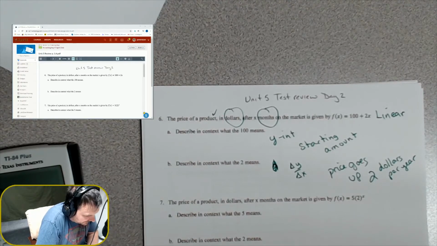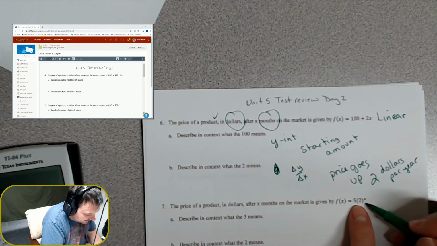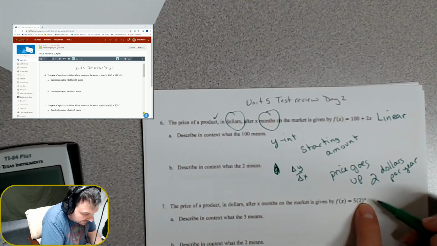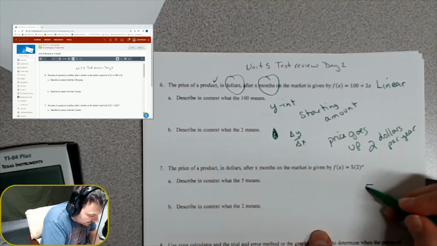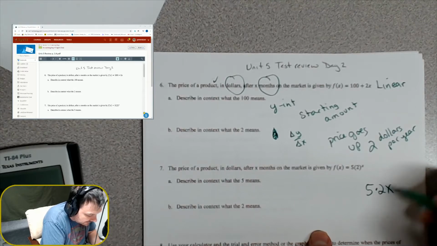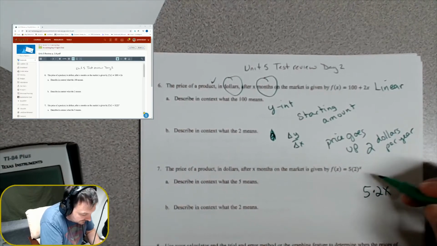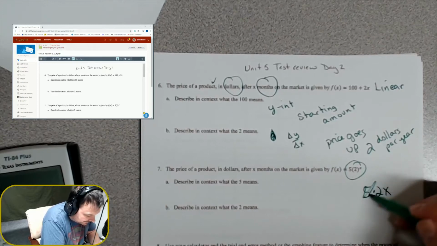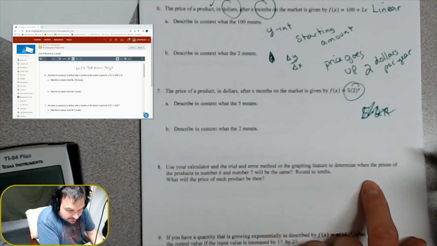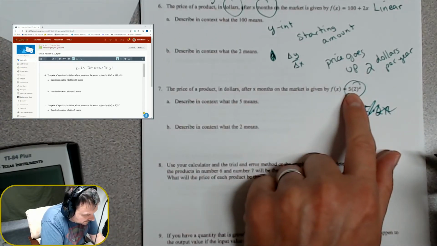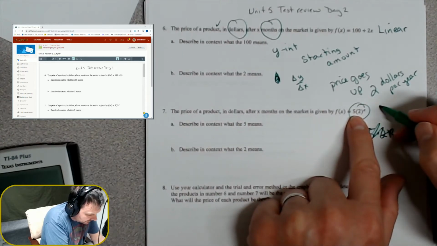See how that was? Whereas, let's look at this one. This is x in the exponent. Now, I saw some people's papers. Don't write 5 times 2x. Remember, make the x look like it's in the exponent for exponential. That's not correct. Make it look like it's up there. Okay, so this is exponential. Let's write exponential.